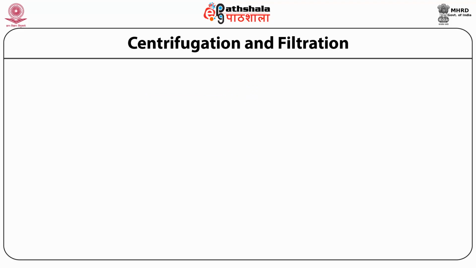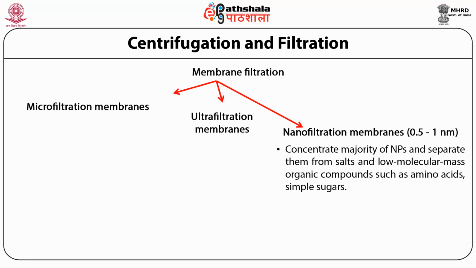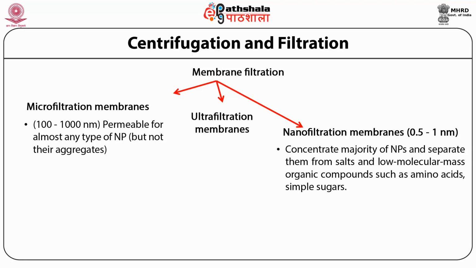The second type of filtration separation method is membrane filtration. Now it can be microfiltration, ultrafiltration or nanofiltration depending upon the pore size. When it is 100 to 1000 nanometer pore size, we call it microfiltration. When it is 1 to 100 nanometers, we call it ultrafiltration. When it is 0.5 to 1 nanometer, we call it a nanofiltration membrane.